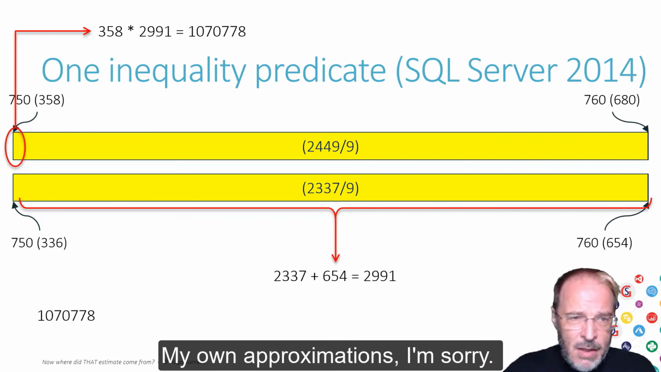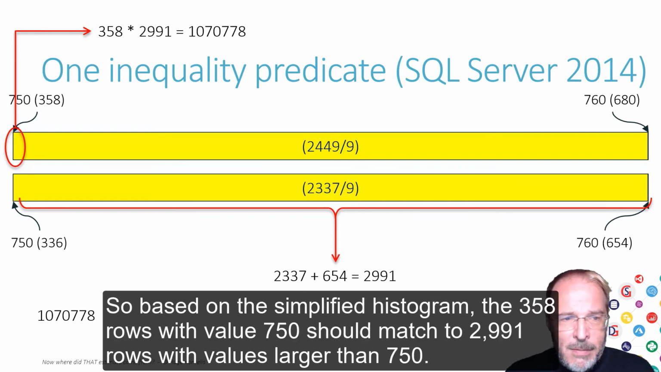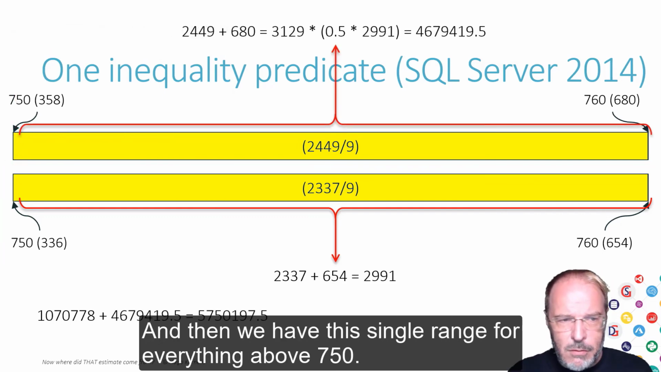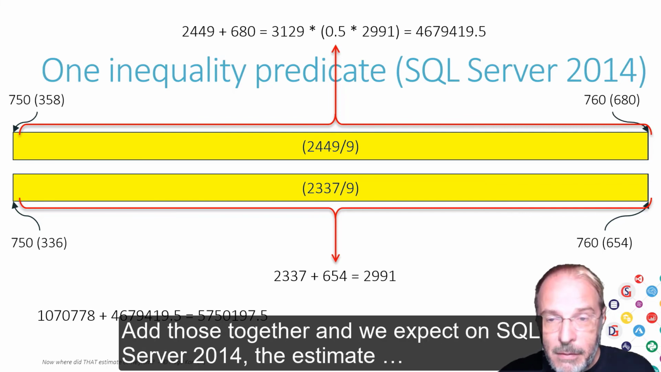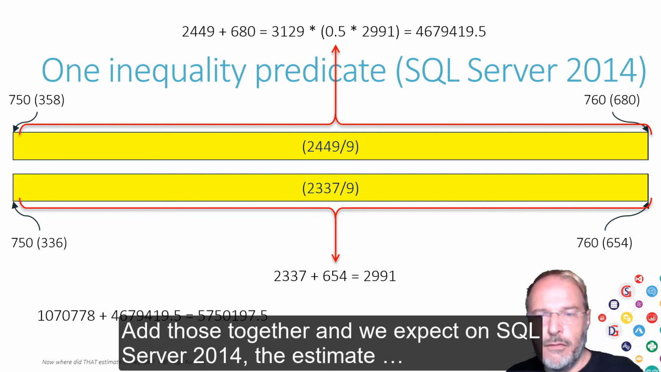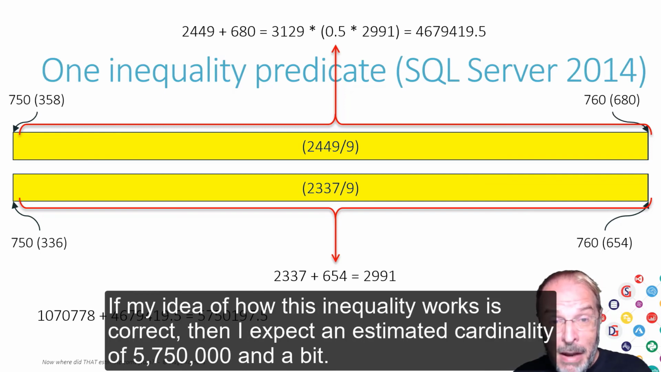Based on the simplified histogram, the 358 rows with value 750 should match the 2991 rows with values larger than 750. And then we have the single range for everything above 750 that matches half of that same range in the second table. Add those together and we expect that on SQL Server 2014, if my idea of how this inequality works is correct, then I expect an estimated cardinality of 5,750,000 and a bit.